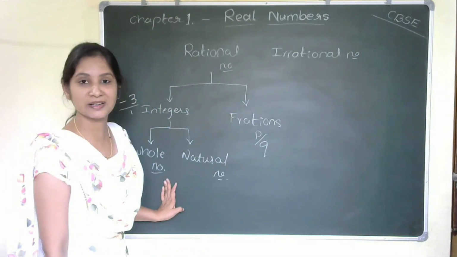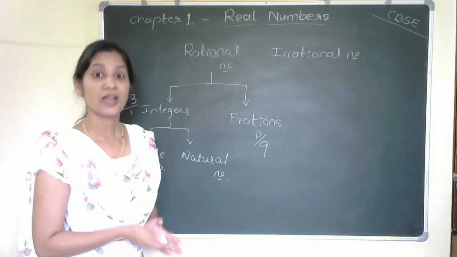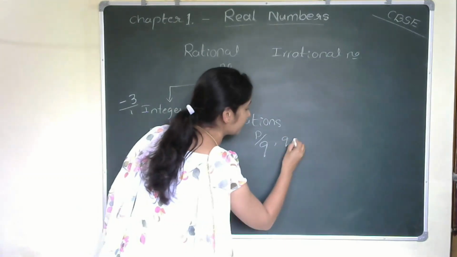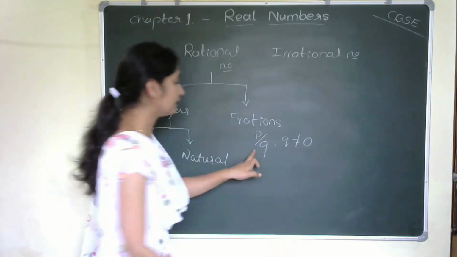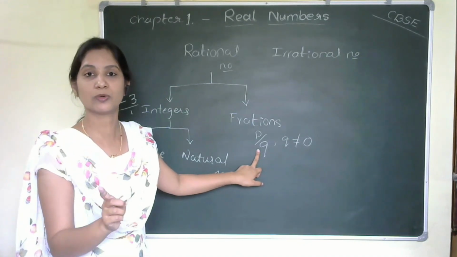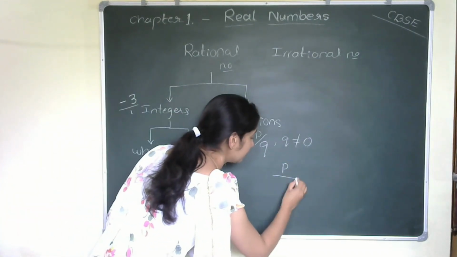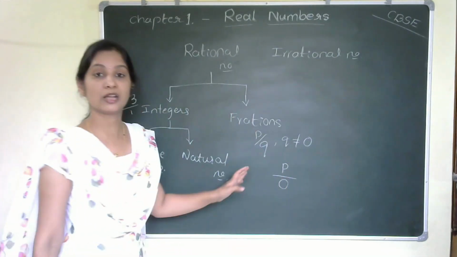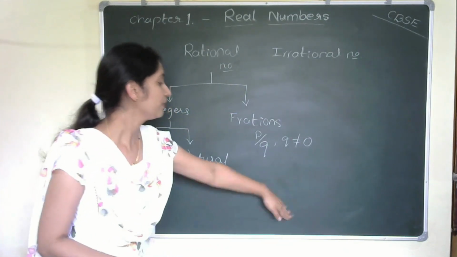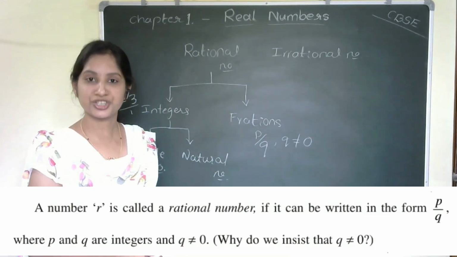Even whole numbers and natural numbers can be expressed in the form of p by q, where q is not equal to 0. That condition must be satisfied: q not equal to 0. That means the denominator should not be equal to 0. What will happen if it is 0? Any number divided by 0 is infinity, so it should not be 0. This condition should be satisfied to say the given number is a rational number.